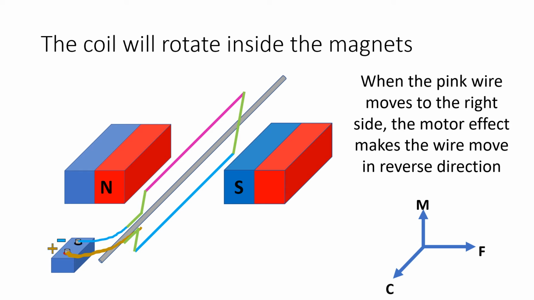Hopefully you might have spotted that as the pink wire moves from the left, it moves upwards and then moves across to the right hand side towards the south pole. It actually moves across the south pole, and Fleming's left-hand rule means that the force exerted on that wire causes the wire to go in reverse. So initially it's going clockwise. Once it crosses over the midway line, it starts to head backwards in an anti-clockwise direction, which in terms of a motor isn't really very useful. So we have to find a way of getting around that.